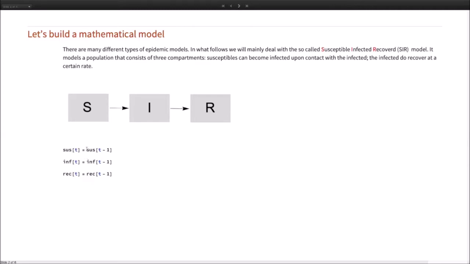Well, how do you get from the susceptibles to the infected? You have to catch an infection. How do you catch an infection? Well, when a susceptible meets an infected. Meeting in this case means I have to multiply these two numbers. So I get out of this group, that's a minus sign, and I take the susceptibles at that time and multiply that with the infected at that time step.